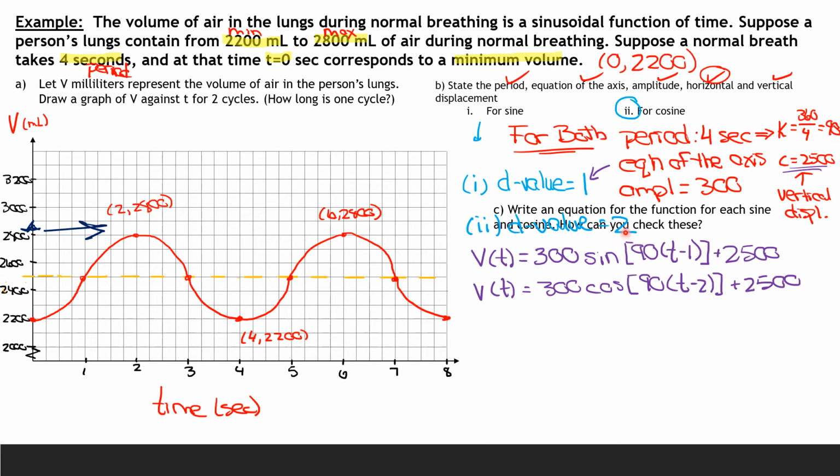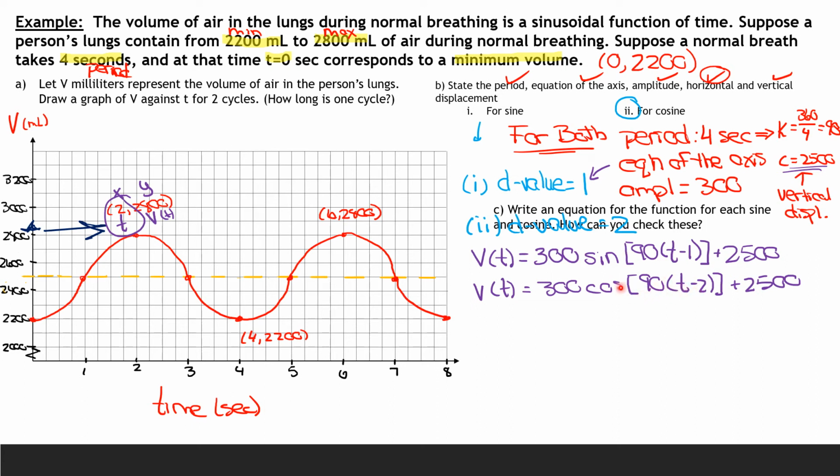You can check these by picking a point that we got, say this point here, and subbing in. Let me write it down: this 2, that's an x, the 2800 is a y, or in this case, the 2 is a t and the 2800 is a V at t. So if I sub a 2 in for t, back in my original equation here, I'll get 2 minus 2, either one. And I encourage you to check both, but check either one. So if I put a 2 in here, 2 minus 2 is 0. 90 times 0 is 0.